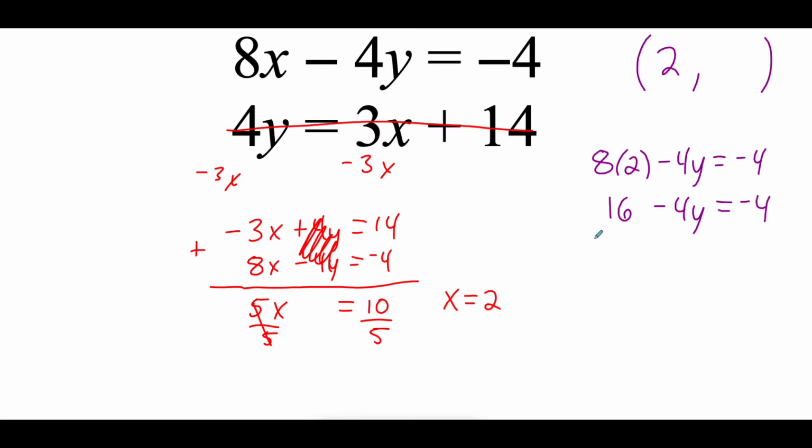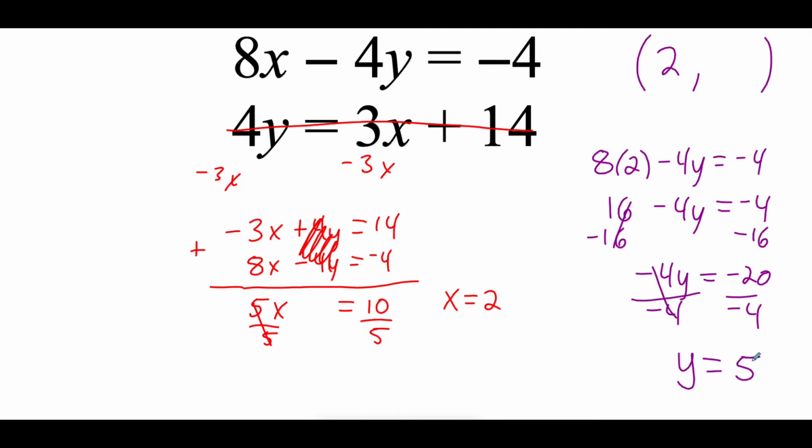This is a positive 16, so to move that over to the other side, we're going to have to subtract 16 from both sides. So that's going to leave me with -4y equals -20. I want to get rid of the -4 that's attached to the y, so I'm going to divide everything in here by -4, and that should leave me with a y value answer of 5. So I fill that in for the y value in my ordered pair, and I get (2, 5) as the answer to this system of equations.